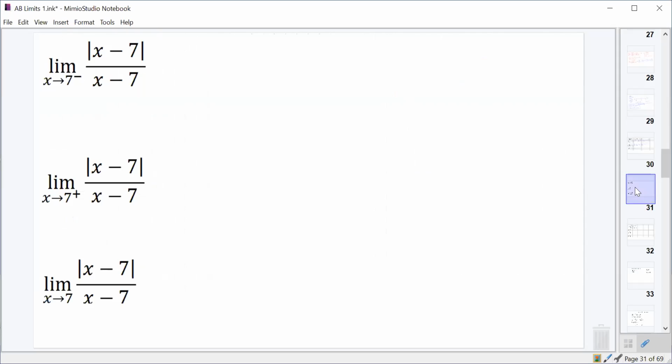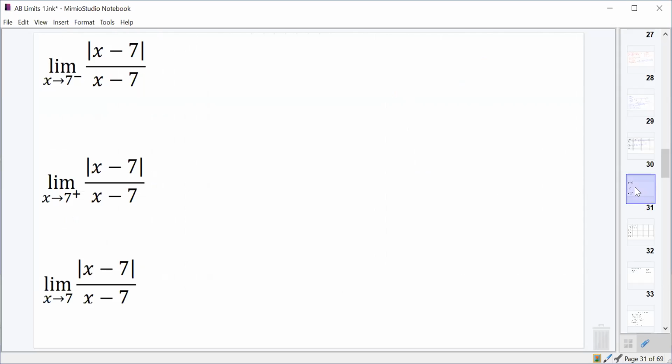So what if I was asking you to find the limit as x approaches 7 from the left of the absolute value of x minus 7 over x minus 7? First off, each one of these is indeterminate: from the left, from the right, and the two-sided limit. Would you agree? So it means we have to do a little extra work.